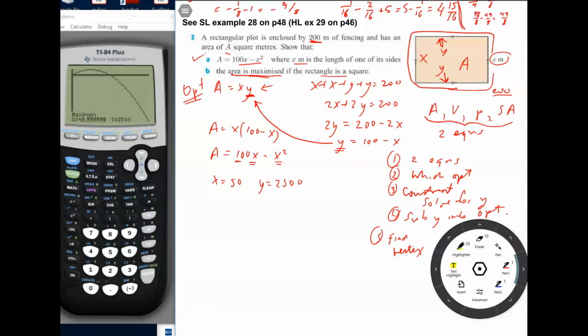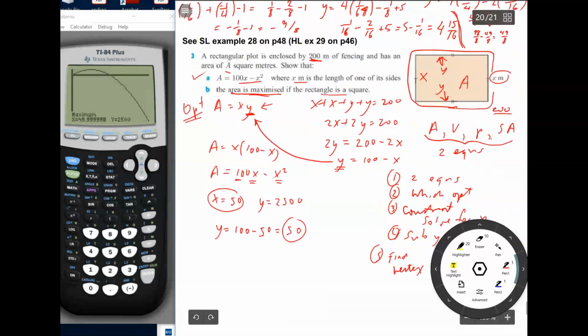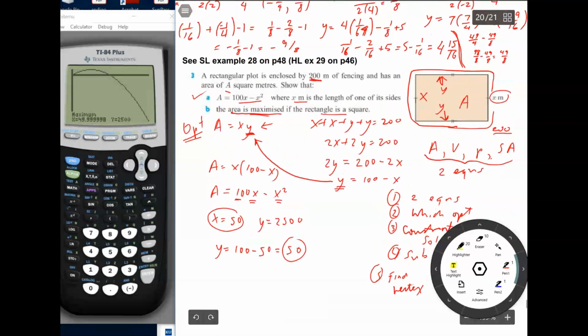So the area is maximized if the rectangle is a square. Oh, we're supposed to show that. So we found out that the x value is 50. Do you see when the x value is 50? y equals 100 minus 50, so that means y is also 50. So, oh yeah, it is a square. Okay? These optimization problems get pretty predictable after a while. Alright? So, we are done with our first real optimization problem.